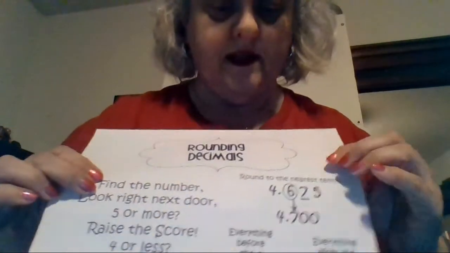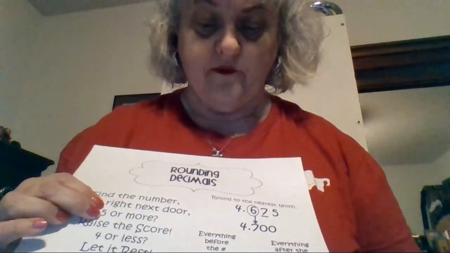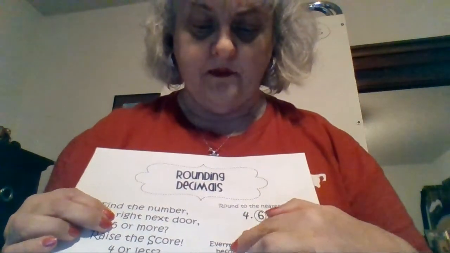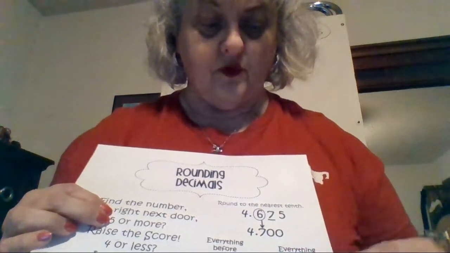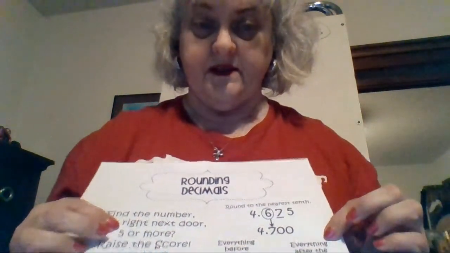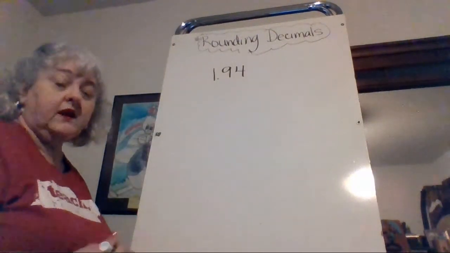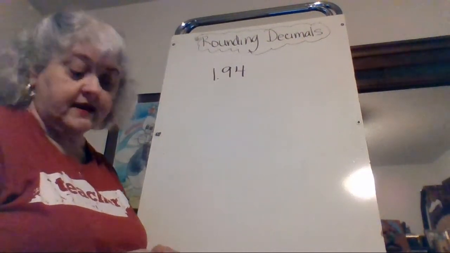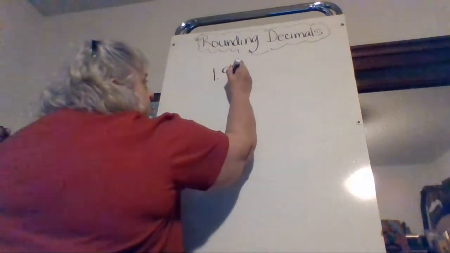So the first thing that we're always going to do is to circle whatever we're rounding to. Remember that everything before the number stays. Everything after the number goes. Okay? So, if I'm going to be rounding this to the nearest tenth, the first thing I'm going to have to do is locate the digit in the tenths place and draw a circle around it. The 9 is in the tenths place.